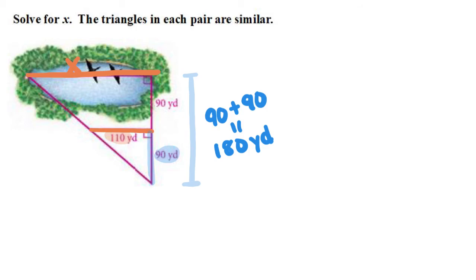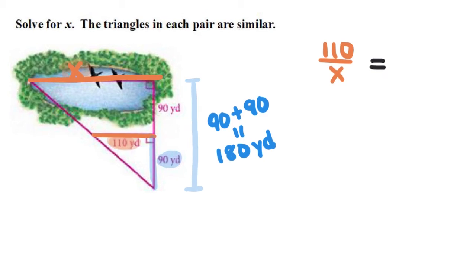yards. So now if I want to set up my proportion, I'm going to use the 110 to the x, so 110 over x is equal to the side length of the small triangle of 90 over the whole side of the big triangle, which is 180.